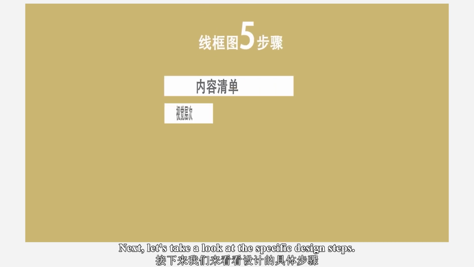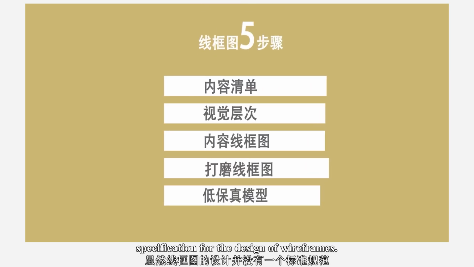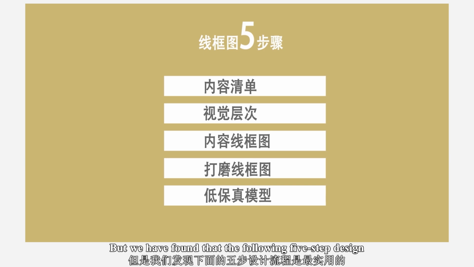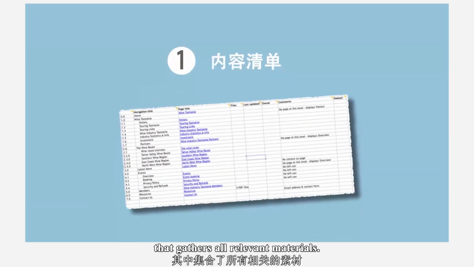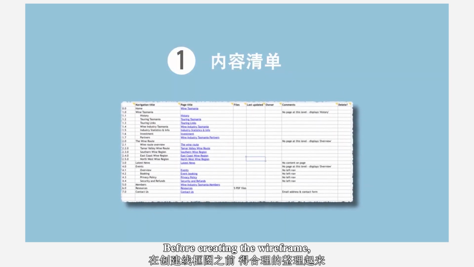Next, let's take a look at the specific design steps. Although there is no standard specification for the design of wireframes, we have found that the following 5-step design process is the most practical. First, you have to create a content list that gathers all relevant materials. Before creating the wireframe, you need to organize them reasonably.